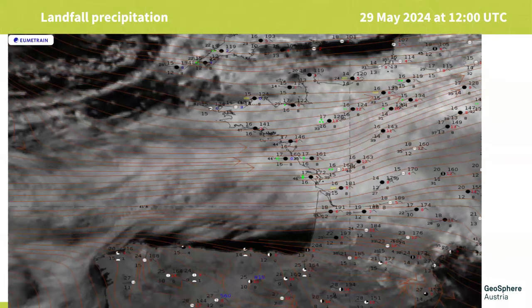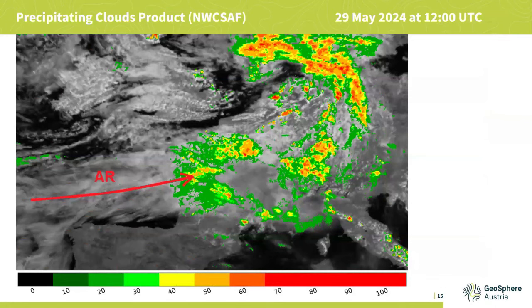So what really happens over the sea is better visible in this product. This is the precipitating clouds product from the nowcasting staff. And you see here that precipitation only starts when the atmospheric river comes over land. And you can also see that it triggers precipitation here also over Germany and even over Poland. But the main part of the precipitation usually is delivered in the coastal regions when the airflow, the low-level river, is lifted to higher regions. Yeah. So this was an example from this year.